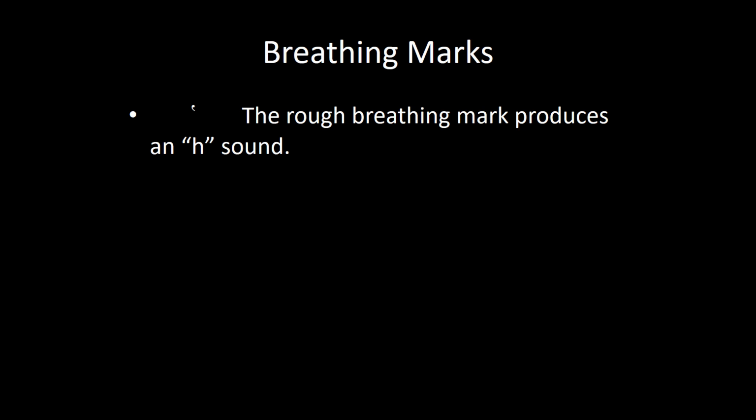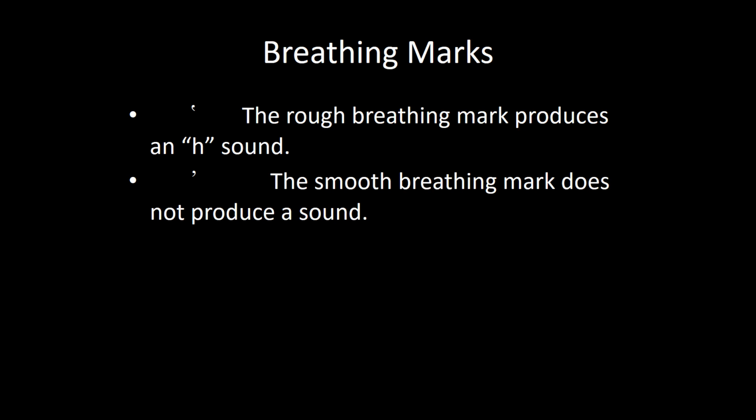So we've got what looks like a backwards apostrophe. This is called a rough breathing mark. It makes an H sound. There's no letter H, we simply have a breathing mark. If you think about it, an H is just the sound of breathing out. So this rough breathing mark makes the H sound. What looks like a forwards apostrophe is called a smooth breathing mark. This does not make a sound.